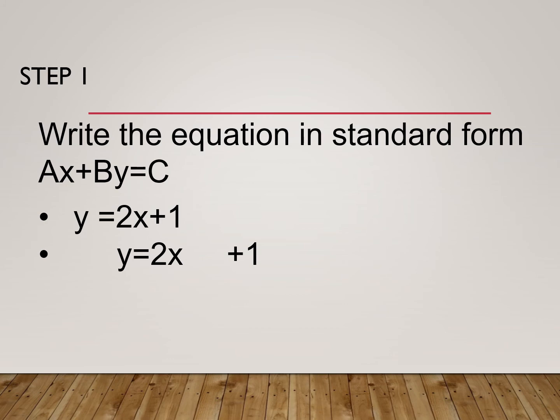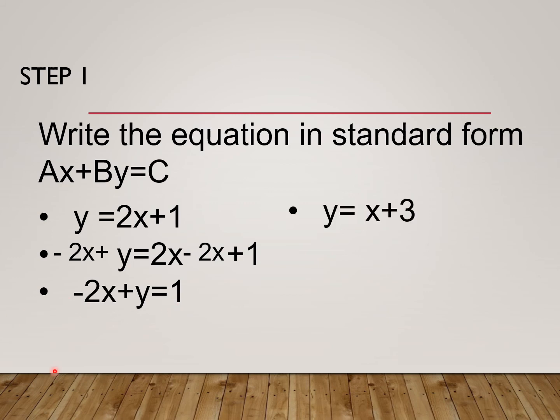subtraction property of equality para po mawala po si 2x po dito at mai-isolate natin ang constant term natin na 1. So nag-minus 2x tayo dito, magma-minus 2x din po tayo sa kaliwa. So laging tandaan kung anong ginawa mo sa kanan, gagawin mo rin sa kaliwa. Then we have negative 2x plus y is equal to 1 is our standard form.